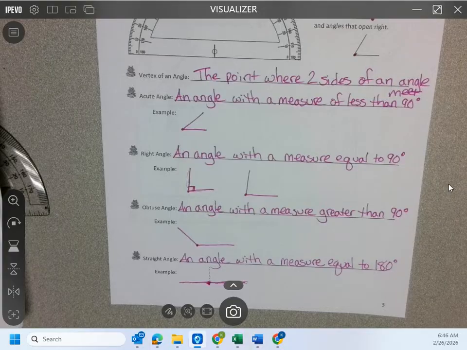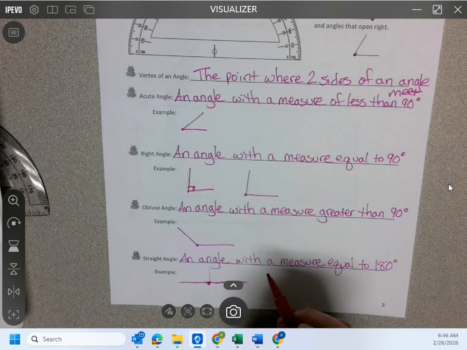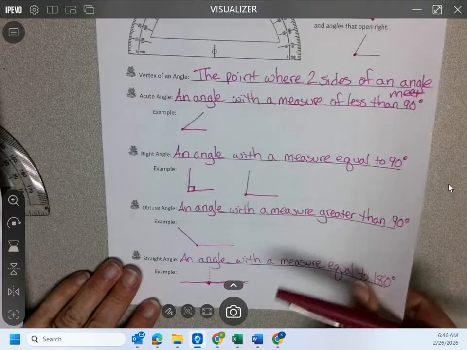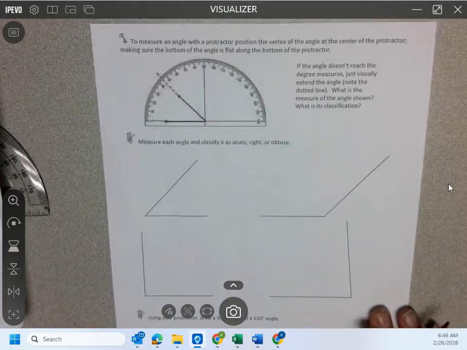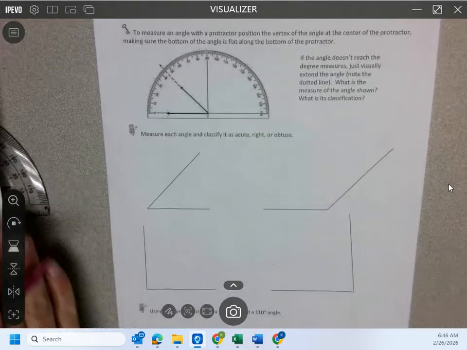Last unit, we were working on slopes, and I told you, you have to count out your slope. You can't just look at the line you drew and make a guess on what the slope is. You actually have to count it out. Same thing with the angles. You actually have to measure it. So let's look at how we're going to measure our angles.